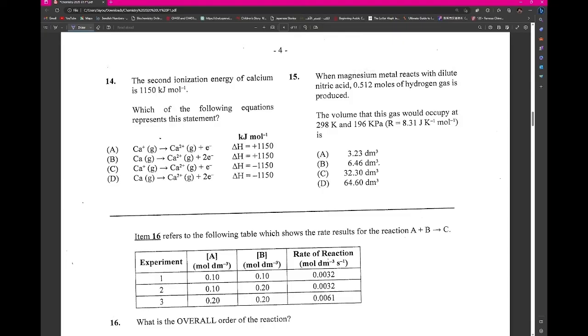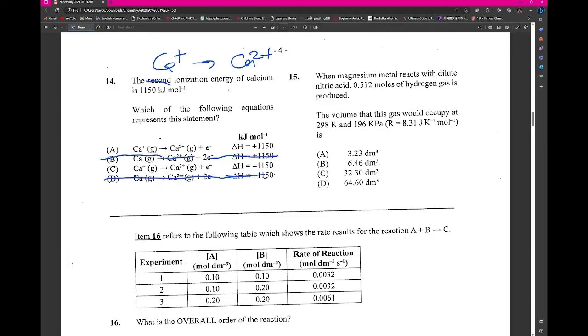Now, the second ionization energy of calcium is 1,150 kilojoules per mole. Which of the following equations represents it? We're looking at the second ionization energy, meaning that we're going from a 1 plus calcium ion to a 2 plus ion. Therefore, B is out and D is out.